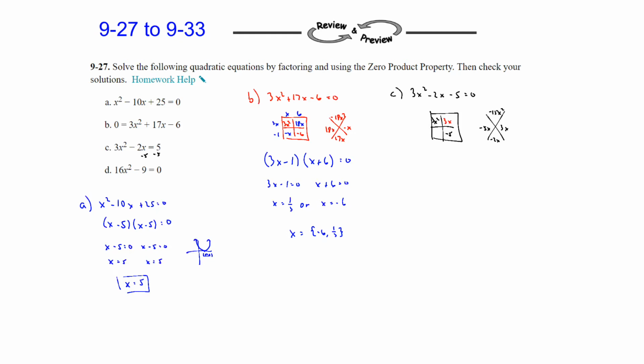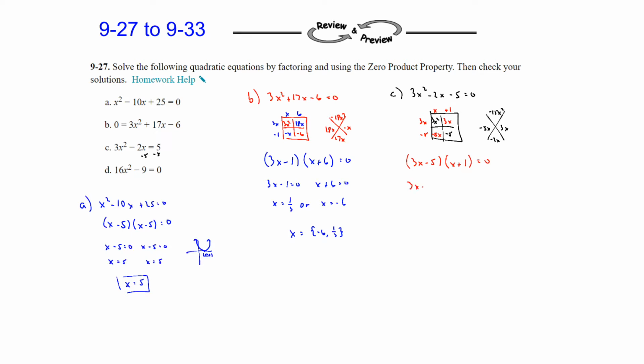So I'll put the 3x here and the negative 5x here. That means this will be 3x times x, and then that should be a plus 1, and then down here should be a minus 5. And that looks like that'll work out. So our factors are 3x minus 5 and x plus 1.